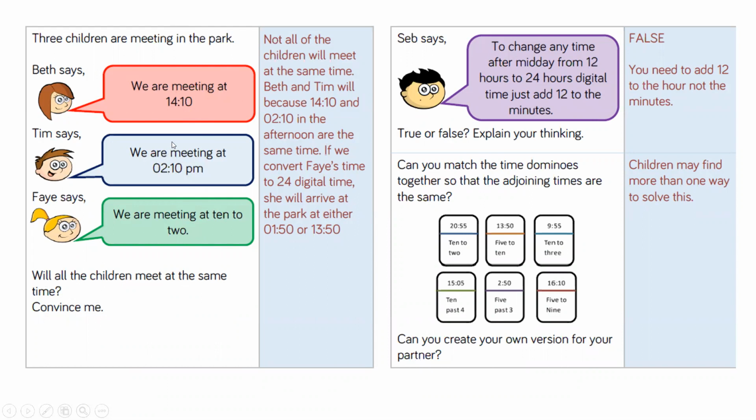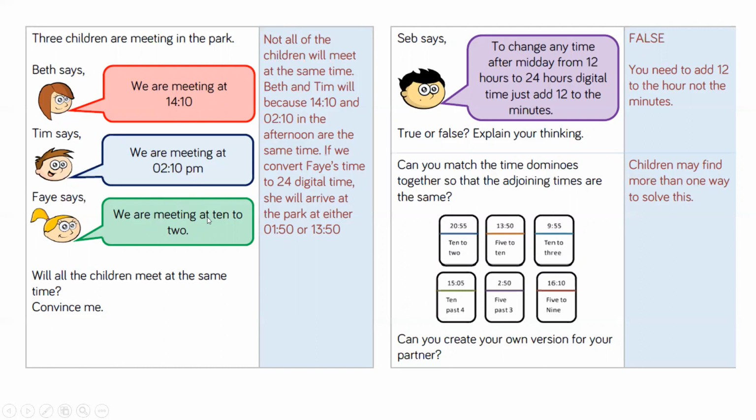So I'm going to have a go at converting this one to 24-hour. So we know this one's 24-hour, 14:10. So the minutes stay the same, but the hours we add 12. So 12 plus 2 is 14:10. So Tim's time and Beth's time are both the same.